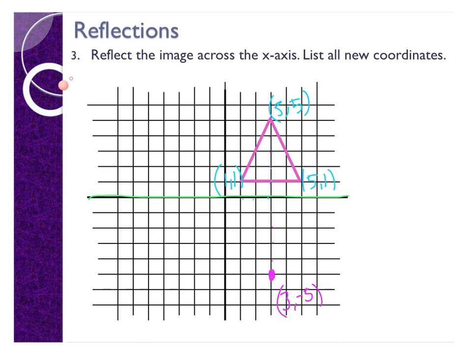Start here. 1 above, 1 below, 1, -1. 1 above, so we'll go 1 below, 5, -1. So my x's stayed the same. My y switched from positive to negative.